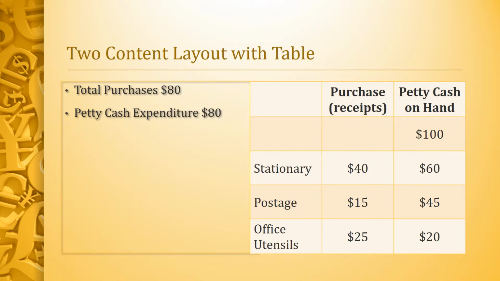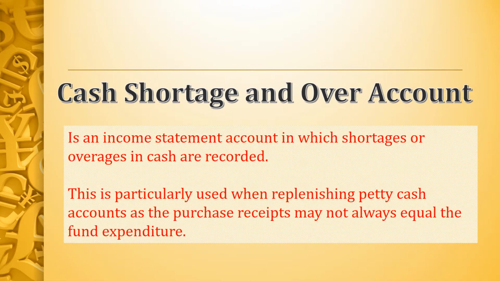It seems simple enough when the numbers are equal, but it can become a lot more complicated due to human processing errors, such as a shortage of purchase receipts, in which case we'll have to use the cash shortage and overage account. Cash shortage and overage is an income statement account in which shortages or overages in cash are recorded. This is particularly used when replenishing petty cash accounts, as the purchase receipts may not always equal the fund expenditure.